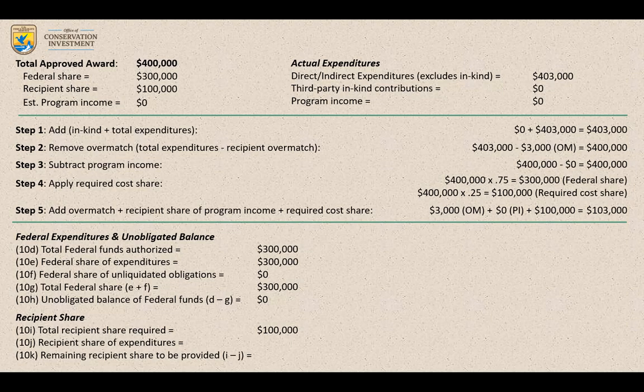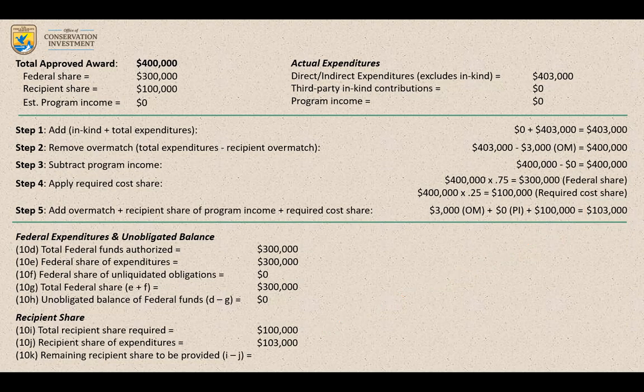Field 10J represents the recipient share of the expenditures. This amount is $103,000 and comes from Step 5, where the recipient added the overmatch and any recipient share of program income earned to the recipient share amount calculated in Step 4.